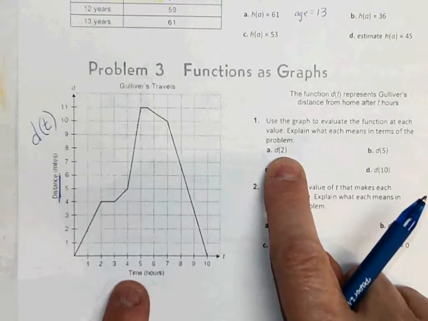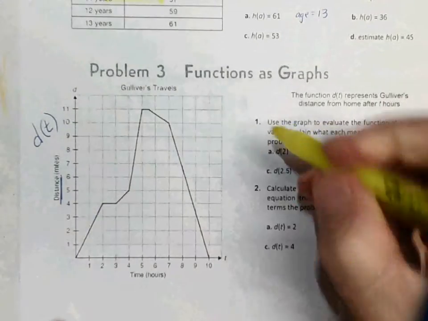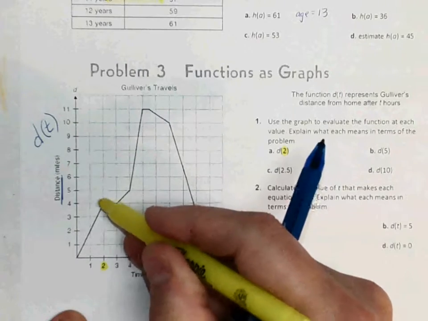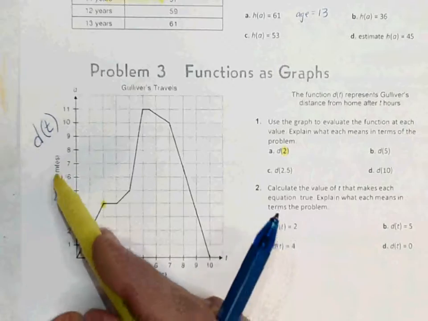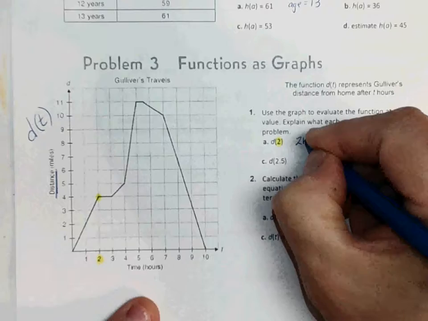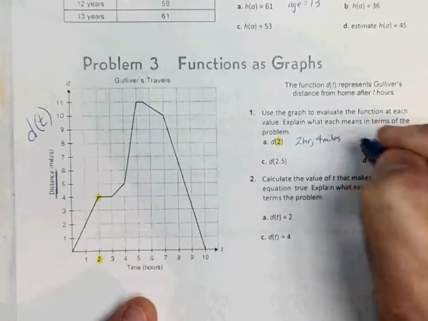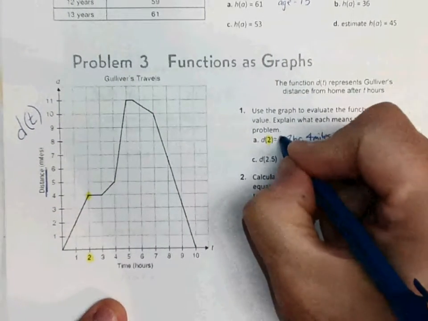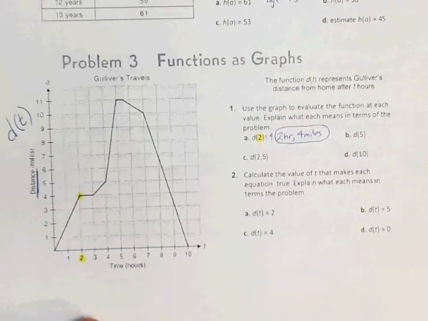2 is an input, so 2 is the time. So I look down here at 2, go up to my graph, and then say, all right, how far do I get? So I look over here on the distance, and I go, oh, that's 4 miles. So 2 hours of travel gives me 4 miles of travel. Okay, so d of 2 is equal to 4. And if we interpret that, it's 2 hours equals 4 miles.